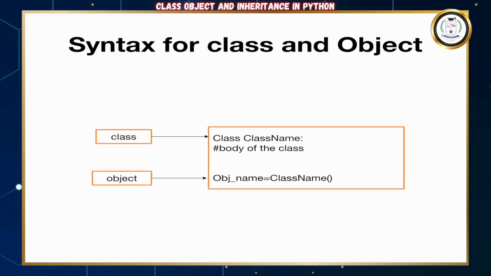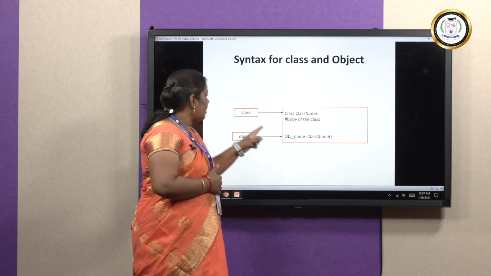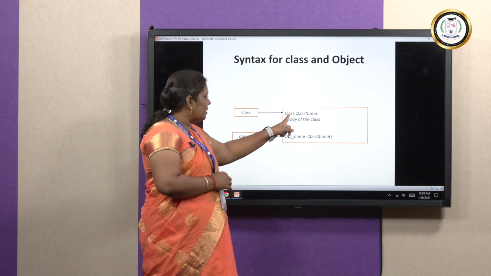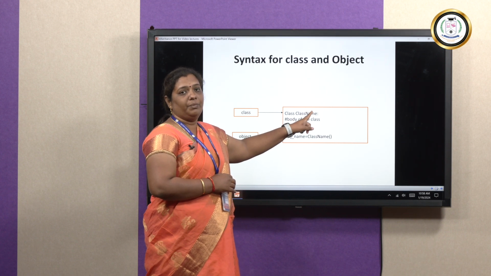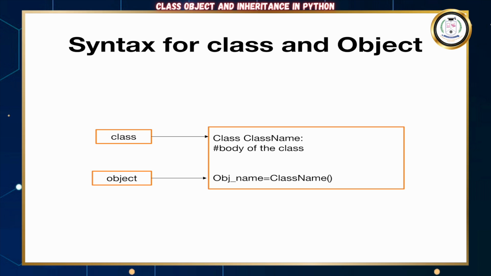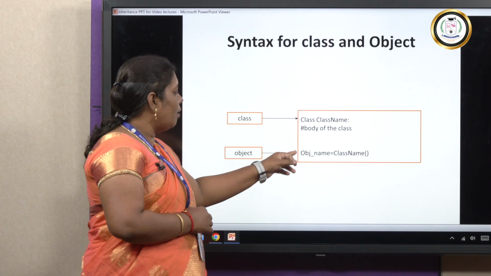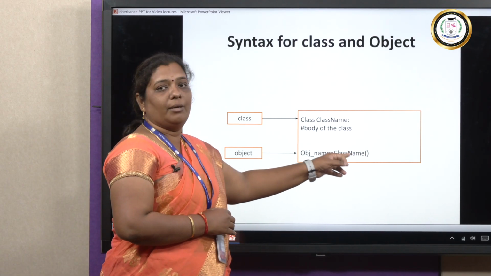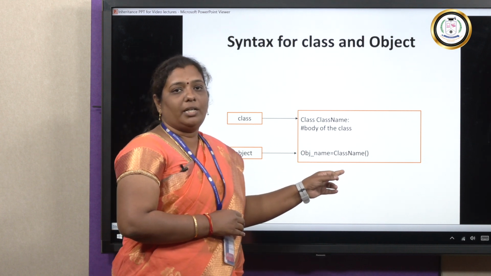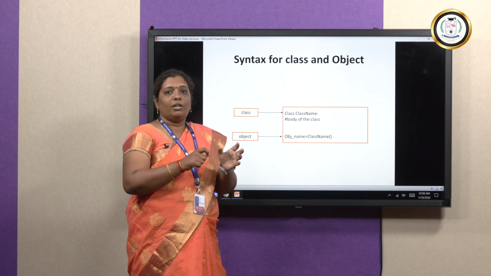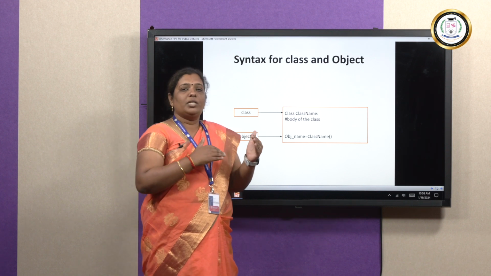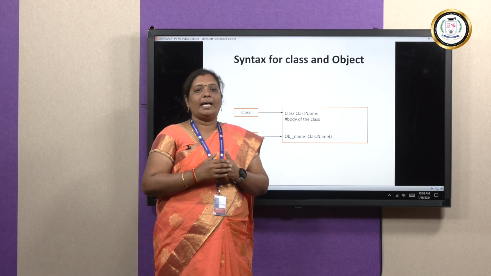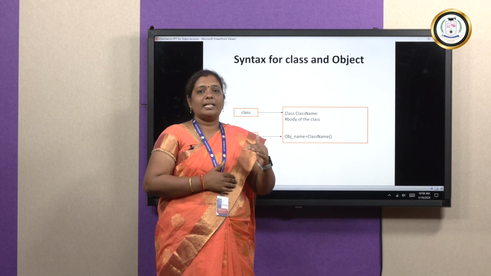Next one, what is the syntax for class and object? How to create the class and object? First one is syntax for class. The class is the keyword followed by the class name, which is a user defined class name. Next, the statements of the class. Next one, object. How to create the object? Object name is equal to corresponding class name. The object name is the user defined object name. This is the syntax for creating the class and object.